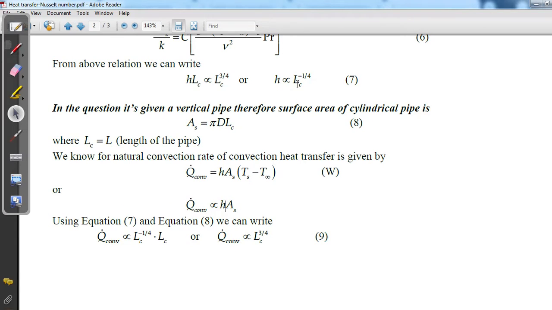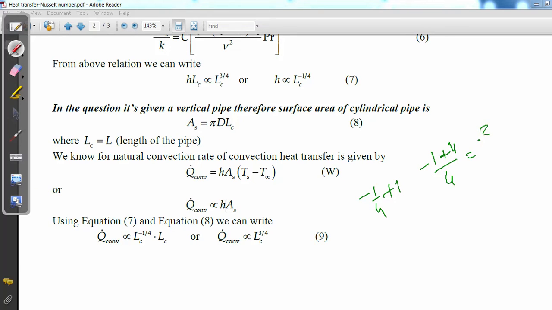h is directly proportional to Lc to the power minus 1 by 4, and area is directly proportional to Lc from this relation, because pi and d are constant. So when the base is the same, the powers get added: minus 1 by 4 plus 1, so it will be minus 1 plus 4 divided by 4, equal to 3 by 4. So Q convection is proportional to Lc to the power 3 by 4. This is the important formula we had to derive.